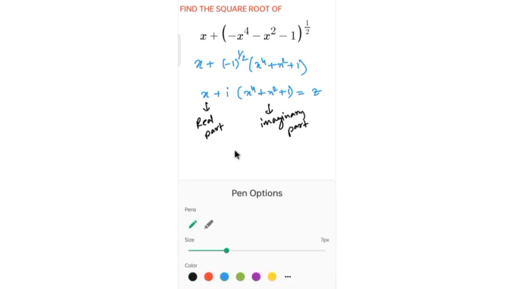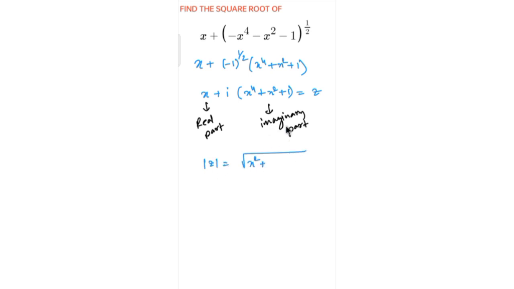So mod of z is root over x square plus imaginary part square, that is x power 4 plus x square plus 1 whole square. I forgot that here it is a root, so I'll just erase this. So this is what we're going to get, this is power root, so 1 by 2 into 2, that is 1, so we're going to get root over x power 4 plus 2x square plus 1.